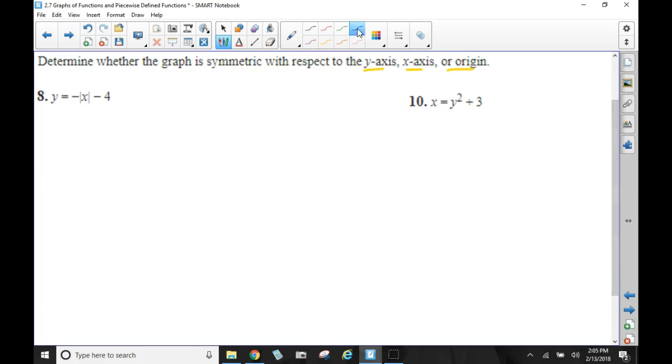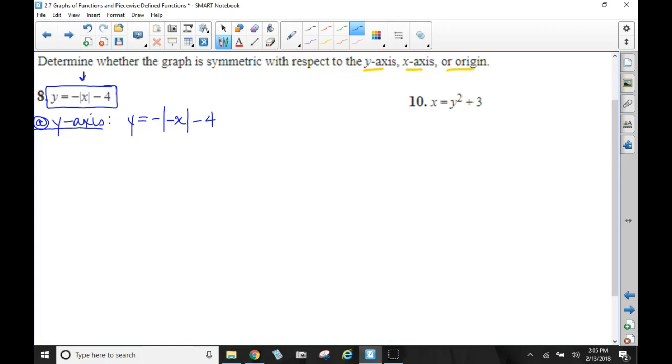Keep in mind, and I like to put this in a box up here so I'll know what to reference. First of all, to see if our graph is symmetric about the y-axis, recall from the purple box above that we're going to be replacing x with a negative x. So we're going to see if y is equal to the opposite of the absolute value of negative x, minus 4, when we simplify, is the same thing as what we have in the box, our original equation.